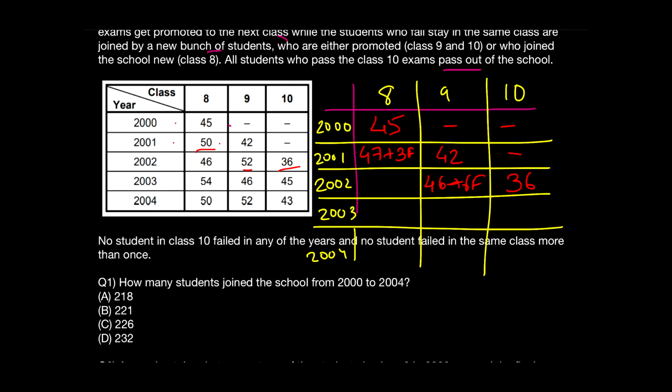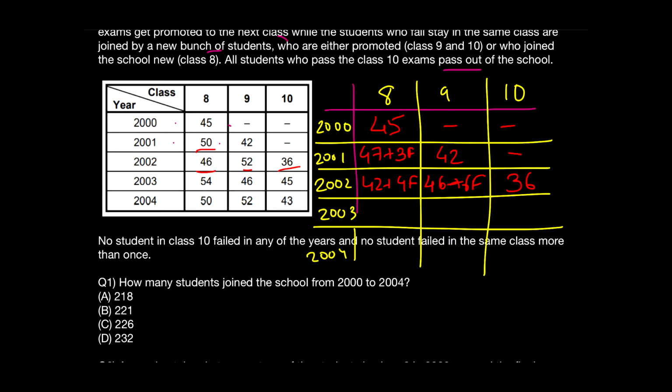Now if 46 are coming from the 50 students who were in standard 8, that means 4 students failed in standard 8. So 4 students failed, and 46 came up. What number should we write here? 42 plus 4 failed. That is how we will divide the data.